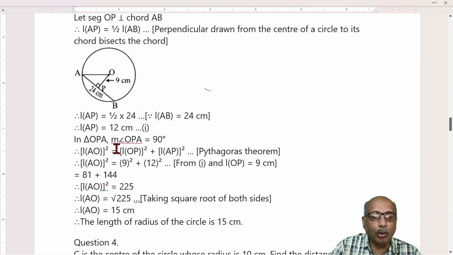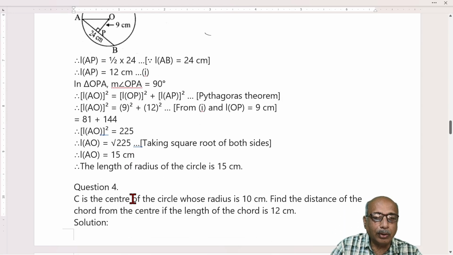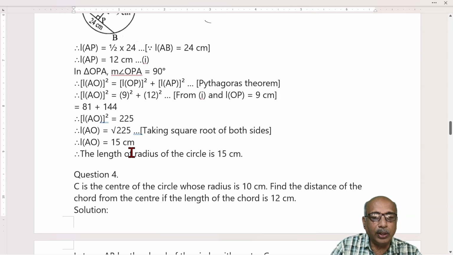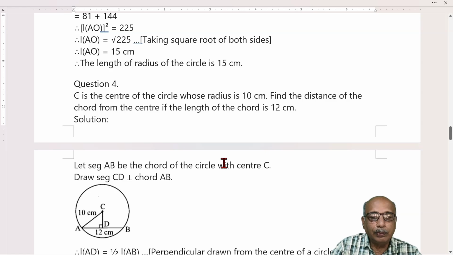Now in triangle OPA, again angle P equals 90 degree. Apply Pythagoras theorem. AO is not given. OP is 9 and AP you have calculated above. Substitute the values and simplify. You will get AO square equals 225. By taking square root on both sides, length AO equals 15 centimeter. Therefore, the length of the radius of the circle is 15 centimeter.